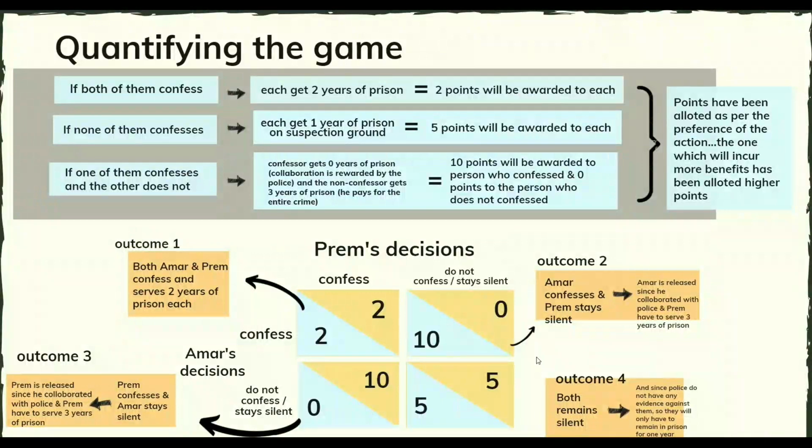I know most of you would be thinking of outcome 4. And there is nothing wrong with outcome 4 because it's the best option available to them. But do you know what Amar and Prem have chosen? Any guess? It's outcome 1. Surprised? I know most of you would be surprised. If Amar and Prem have the option to remain silent and serve only 1 year in prison, then why would they choose outcome 1?